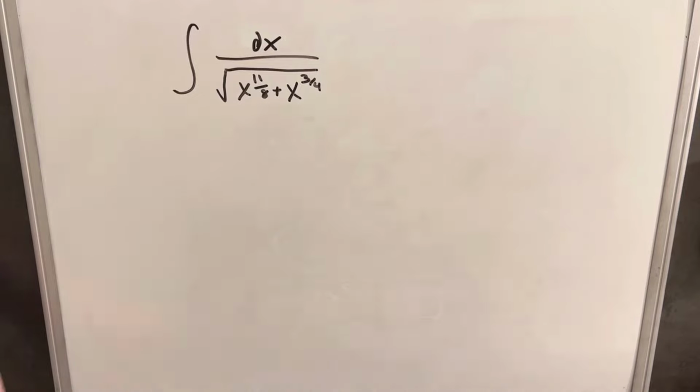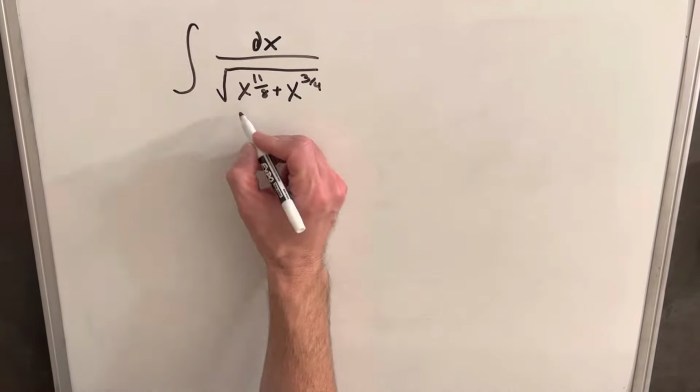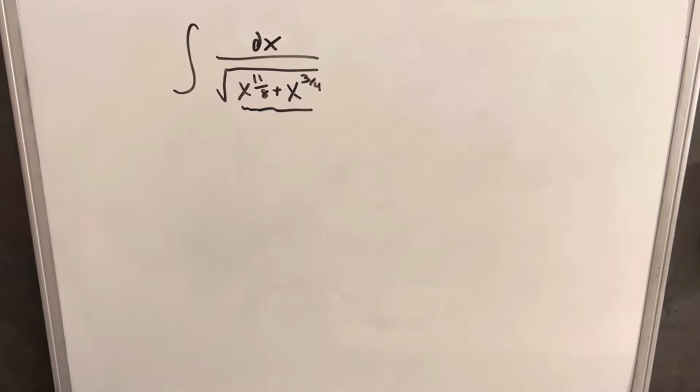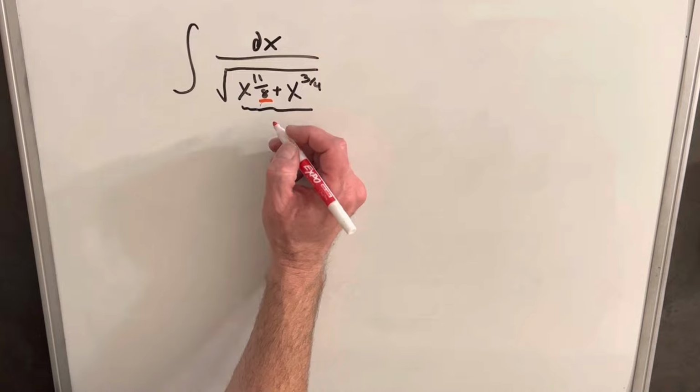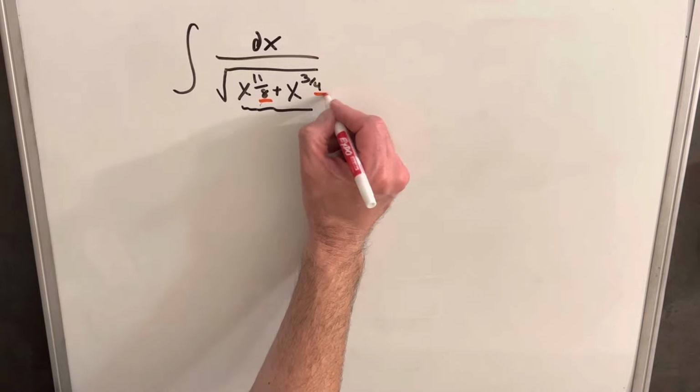Okay, we have the integral of dx over the square root of x to the 11/8 plus x to the 3/4. And we're definitely going to want to factor something out because we don't really like having two x terms in the radical. Maybe a little giveaway in this problem is that this one has an 8 in the denominator and this has a 4.